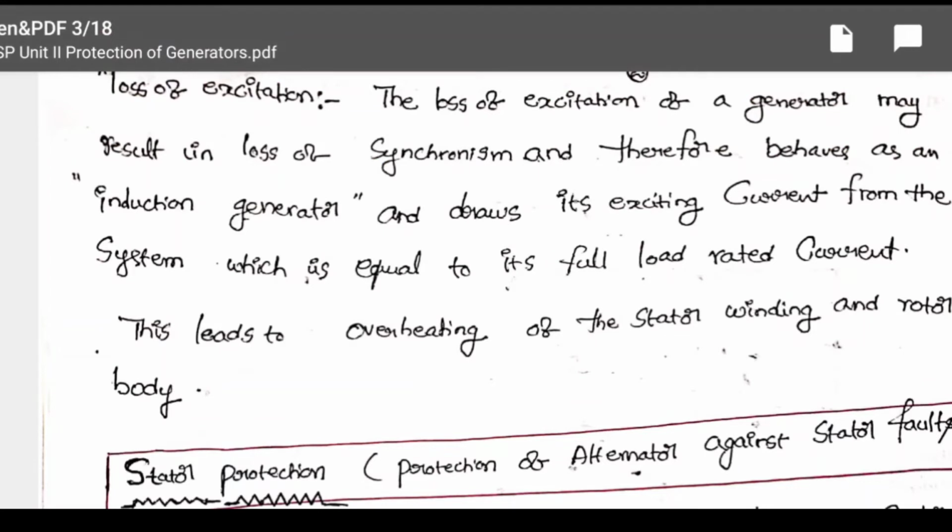The next one is loss of excitation. Loss of excitation means losing the voltage for the field winding, or the DC supply connected to the field winding. The field winding is excited by a DC source in power generation. The loss of excitation of a generator may result in loss of synchronism, and therefore it behaves as an induction generator.